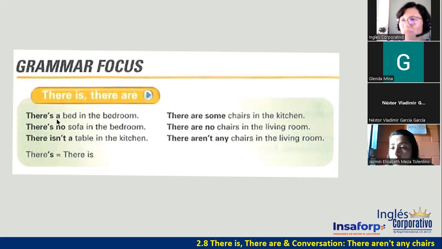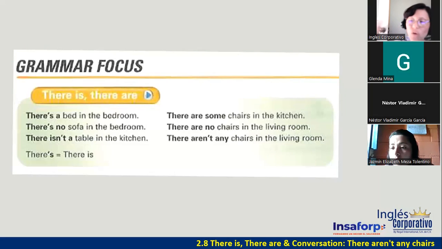So there's a bed in the bedroom, right? There's a bed in the bedroom. There's no sofa in the bedroom. O sea, no hay sofá. No hay sofá en la habitación. There isn't a table in the kitchen, right? Eso es para singular. And then we have there are some, which is for plural.